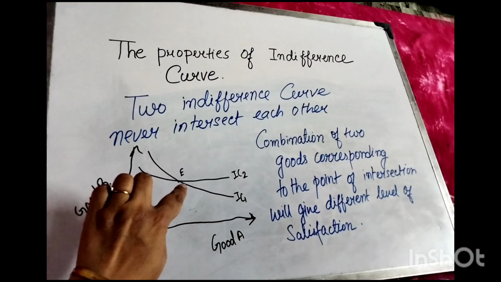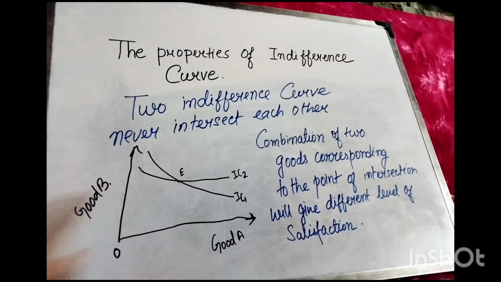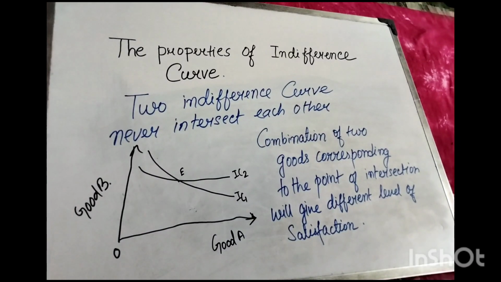So the indifference curves may lie close to each other, but they will never intersect. Because as we know, each point on an indifference curve will give the same level of satisfaction, but this point is giving different levels of satisfaction. Therefore the reason is that two indifference curves cannot intersect each other.